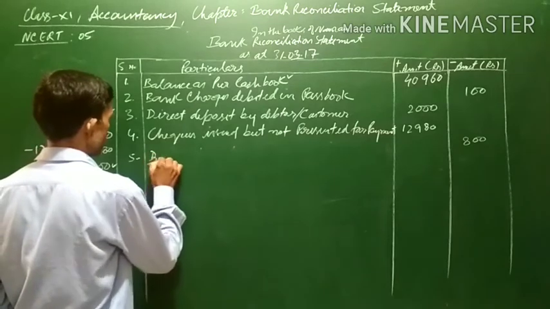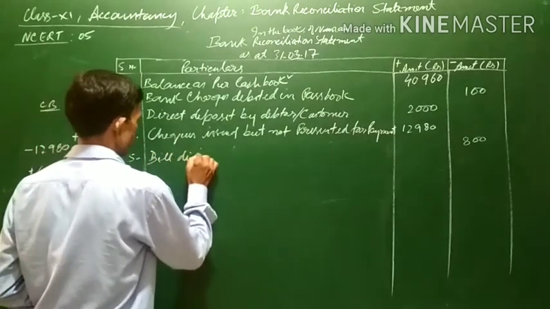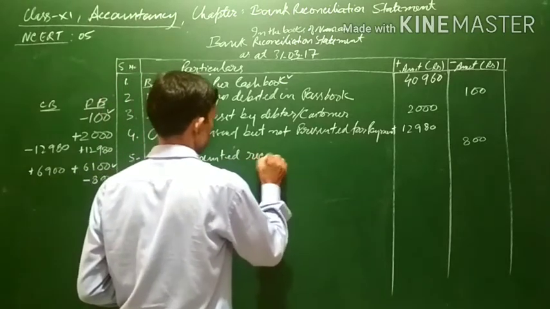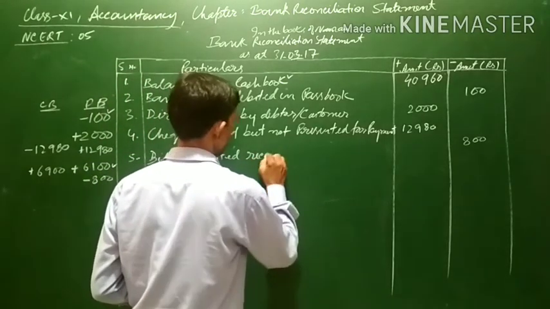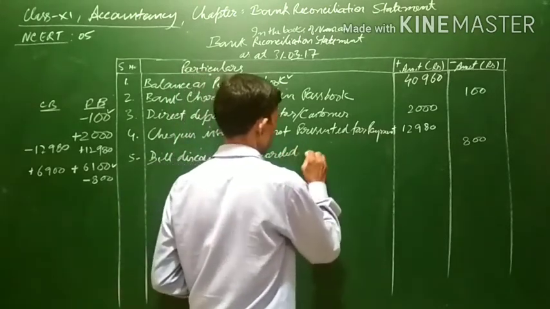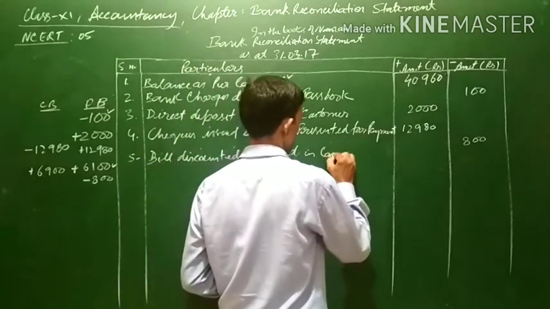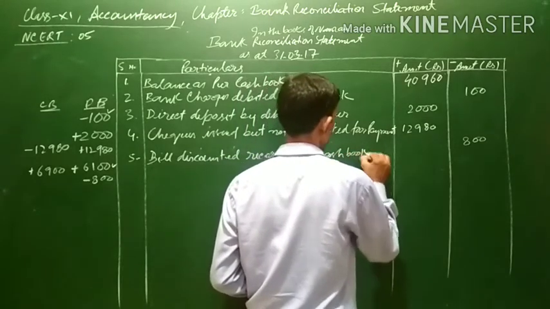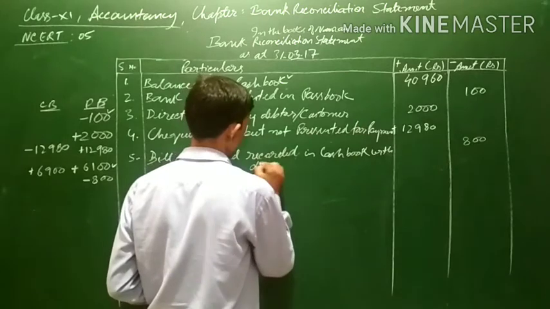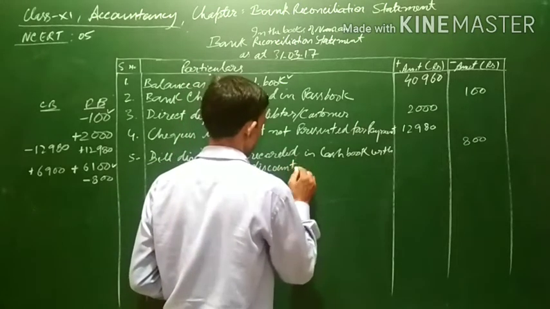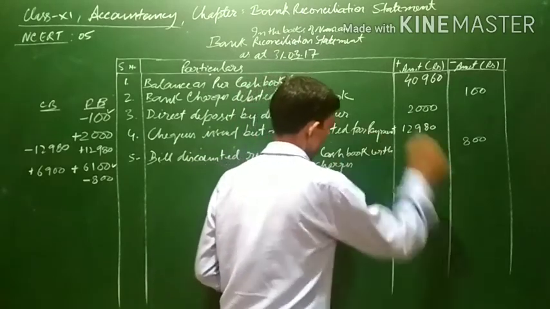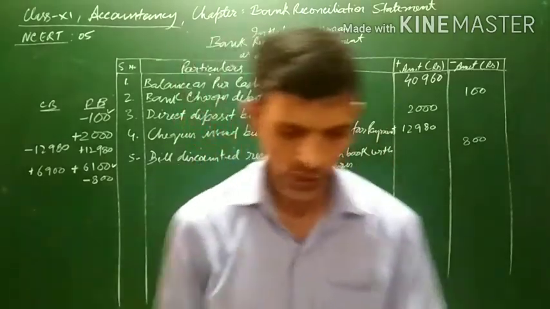bill discounted. You can write in this way also: bill discounted recorded in cash book with discounting charge. This also you can write, with discounting charge 800. In this way also you can write.